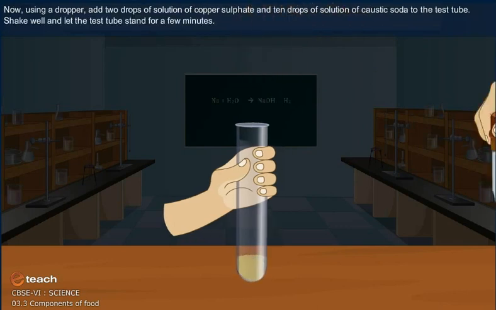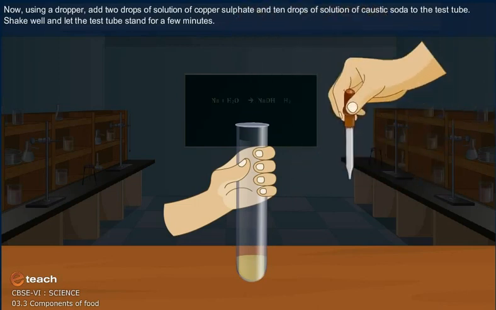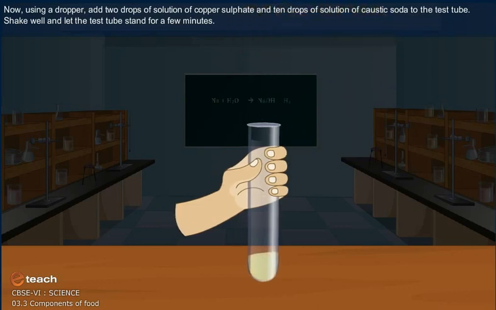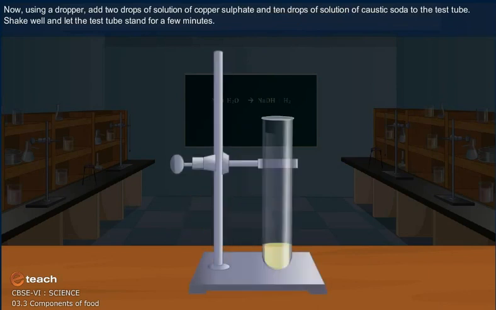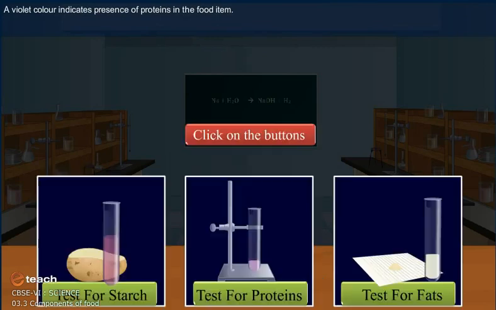Now, using a dropper, add 2 drops of solution of copper sulfate and 10 drops of solution of caustic soda to the test tube. Shake well. Let the test tube stand for a few minutes. A violet color indicates presence of protein in the food item.